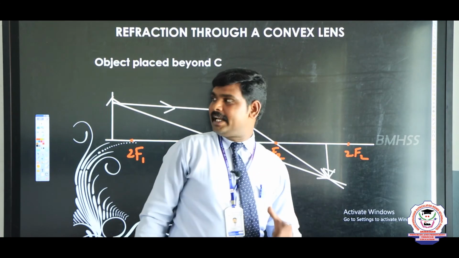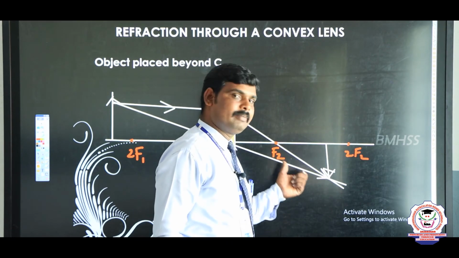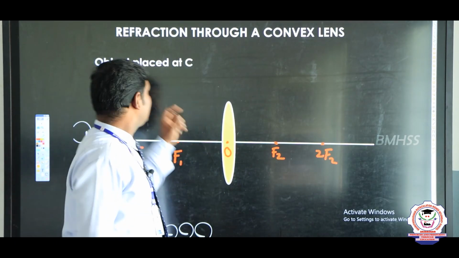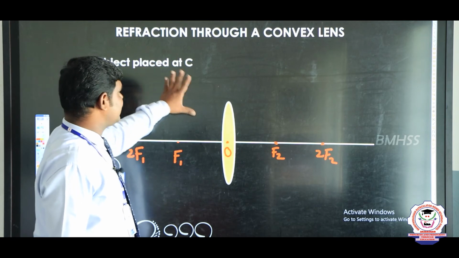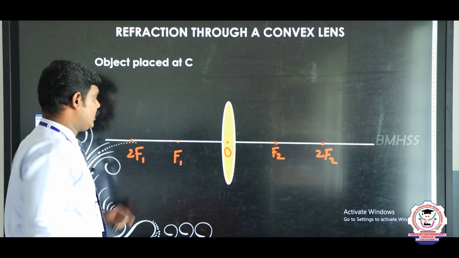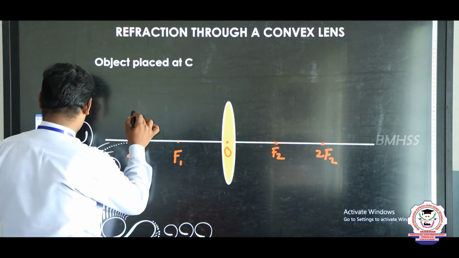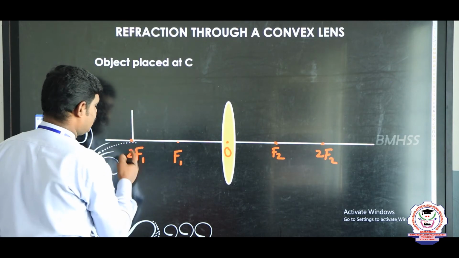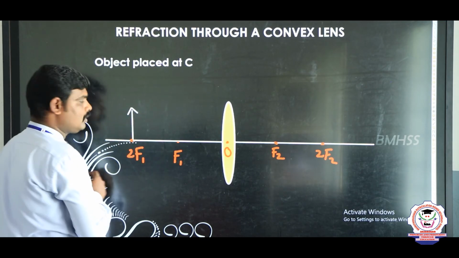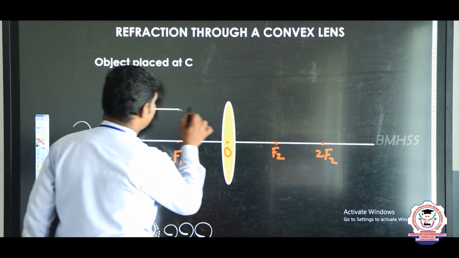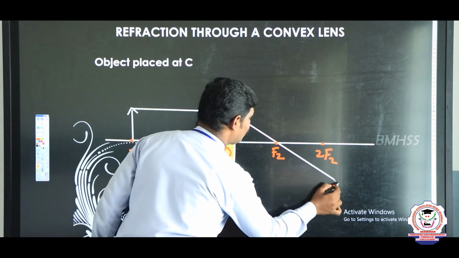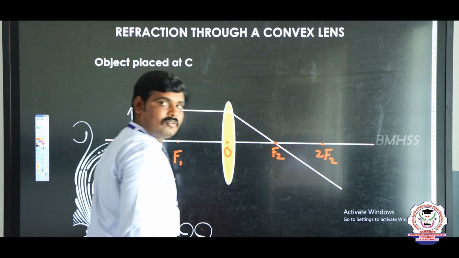Then the third one, the nature of the image. The nature of the image is real and inverted. Okay, this is the second case. Rule number three: when the object is placed at C, that is, at 2F1. Now this is the object, and I placed it at 2F1. The first line is parallel to the principal axis. After refraction, it will pass through the focus.